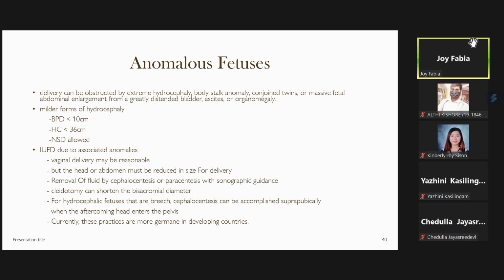But during my residency training, we already did the cephalocentesis and paracentesis during delivery of the baby. Actually, it's not through sonographic guidance. So if you know Dr. Rico Reyes, that is our consultant during our training.